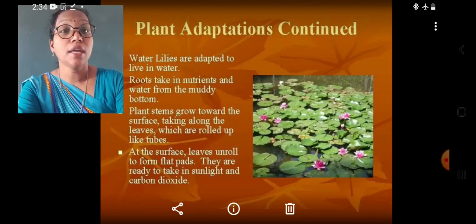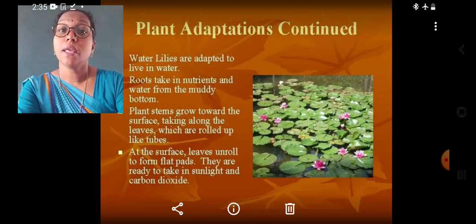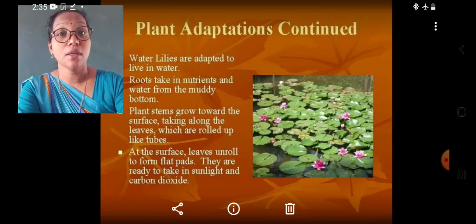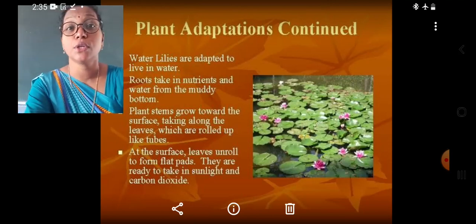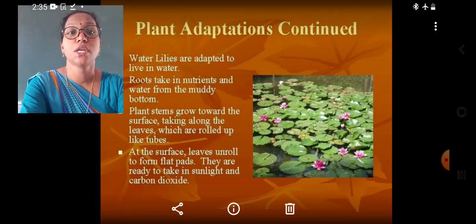The roots take in nutrients and water from the muddy bottom. The minerals they absorb from the water. There is open type of stomata found in the leaves. So they live in the water. There is no problem of water loss through the transpiration. That's why the stomata is open type of stomata. Excess water is lost through the leaves during the process of transpiration.